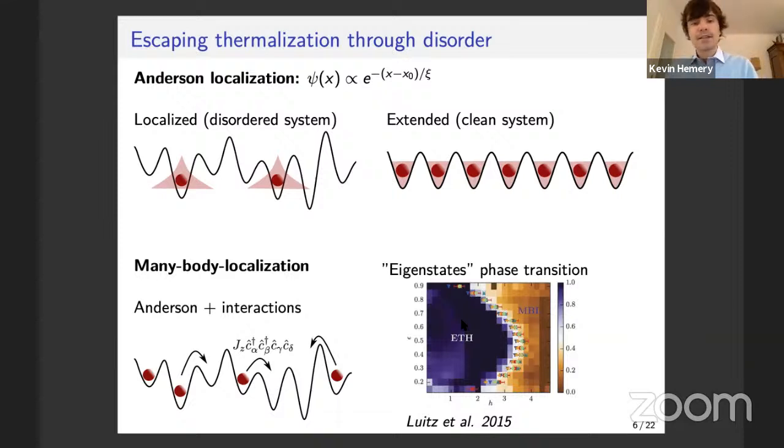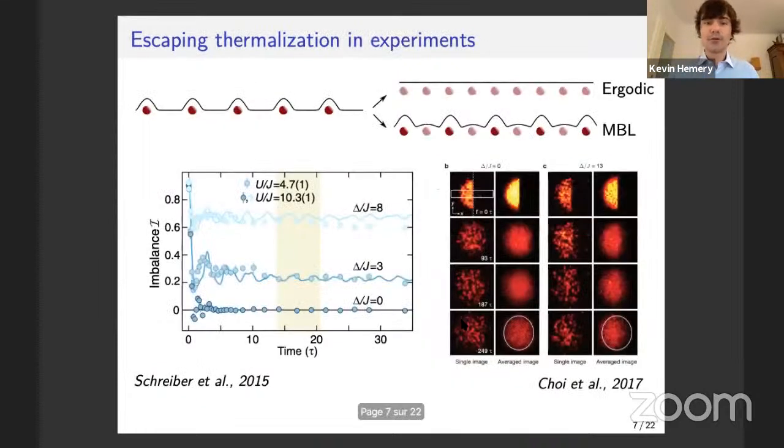And this is very counterintuitive, because if you think about the classical counterpart of this, you would take a glass of water, you would put some ice in it, and then the ice would never melt. So that's very surprising. And to convince you that it's really a thing, let me show you some experimental results.